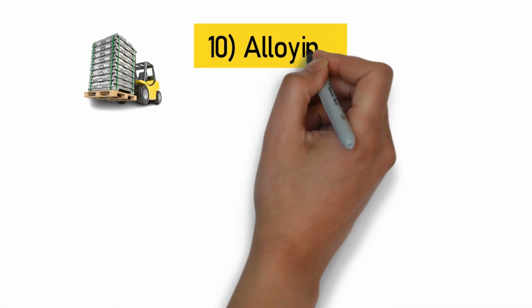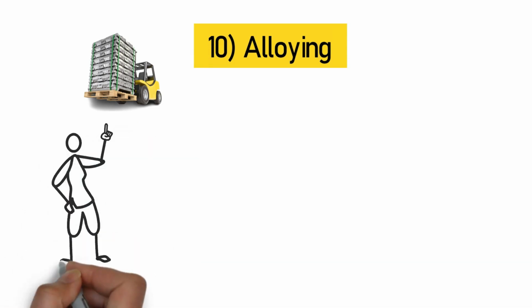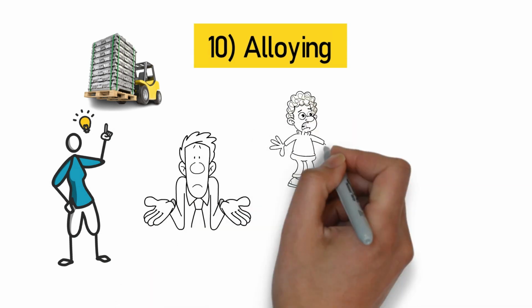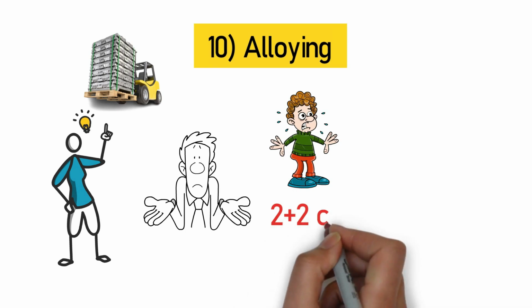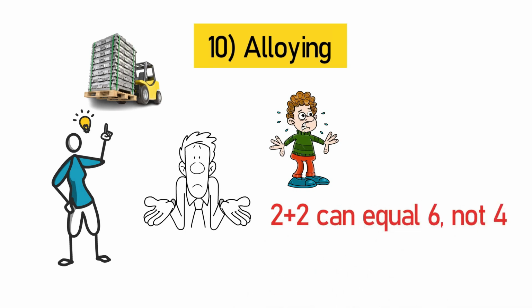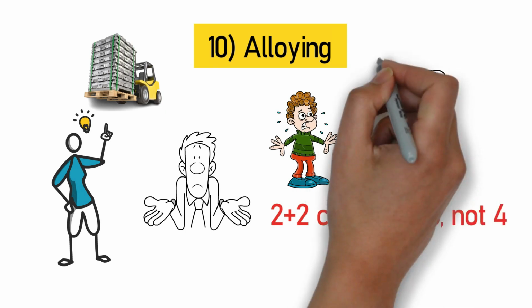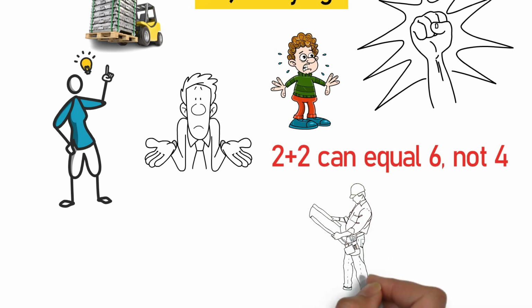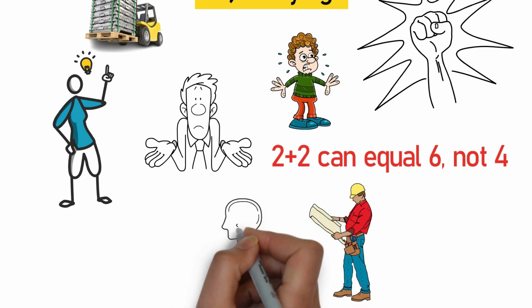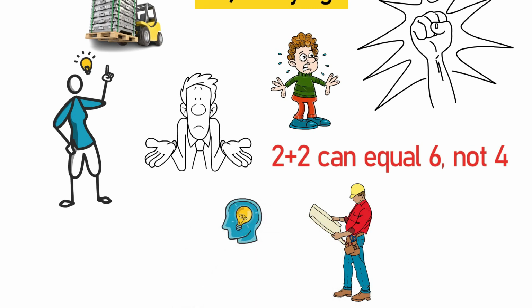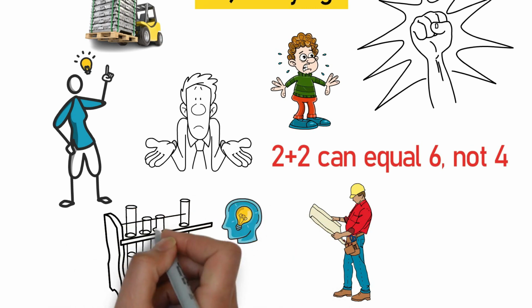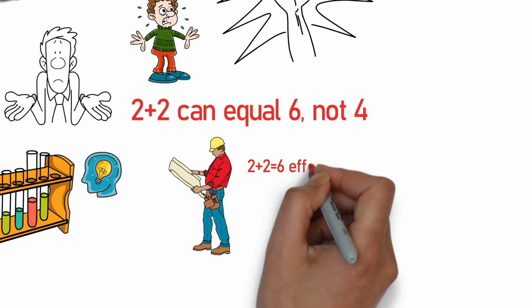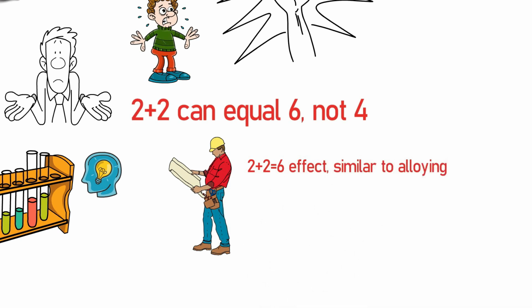Number 10. Alloying. We make new substances when we combine different elements. This isn't surprising, but what is surprising about the alloying process is that 2 plus 2 can equal 6, not 4. The alloy can be much stronger than the simple addition of the underlying elements would suggest. We engineer great physical objects as a result of this process, but we also understand many intangibles in the same way. A combination of the right elements in social systems or even individuals can produce a 2 plus 2 equals 6 effect similar to alloying.